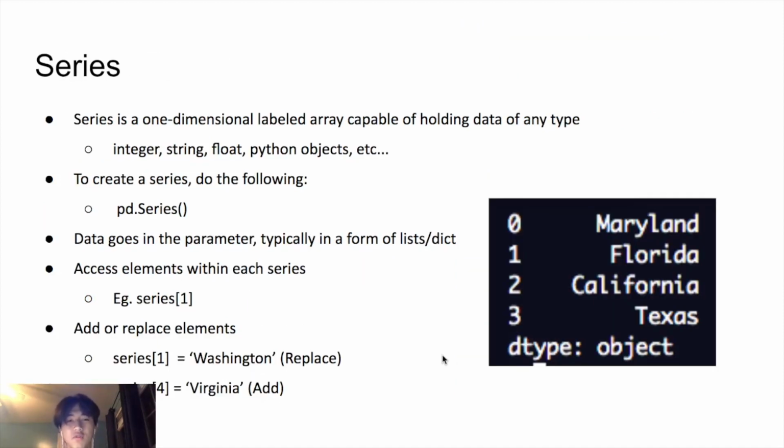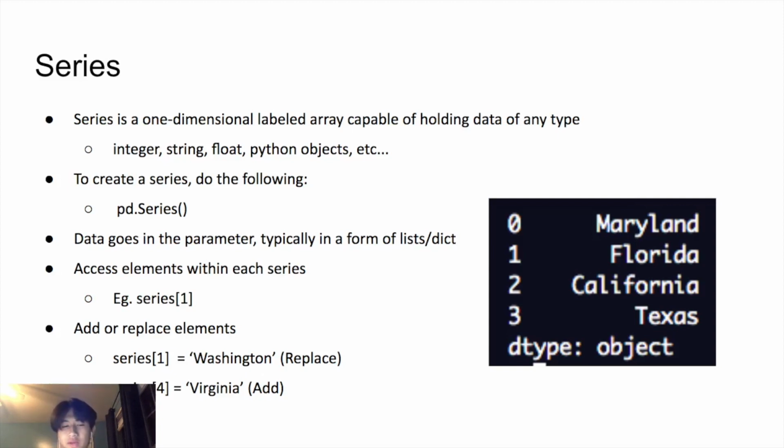Okay, as mentioned before, Pandas has two data structures, first of which is Series. A Series is a one-dimensional labeled array capable of holding any data type, so it can be a string, a float, an integer, a Python object, etc. To create a Series, you would use the following syntax: pd.Series, open parentheses, closed. Make sure the S in Series is capitalized, that's fairly important.